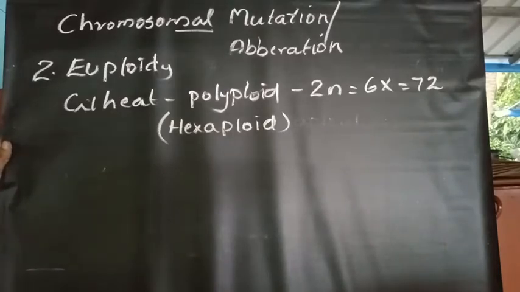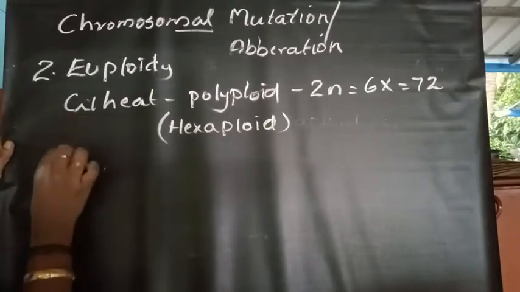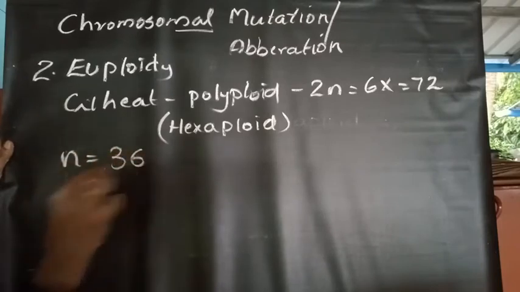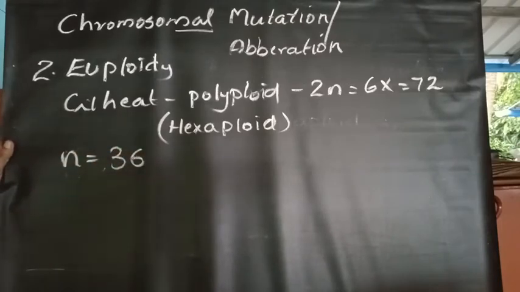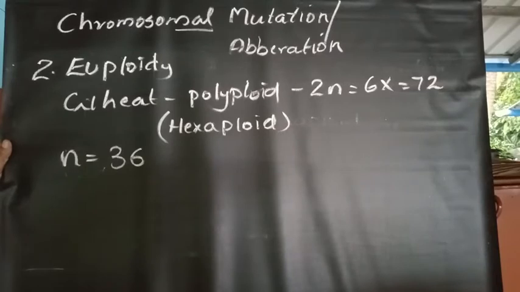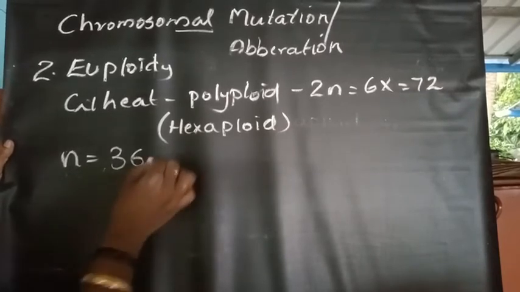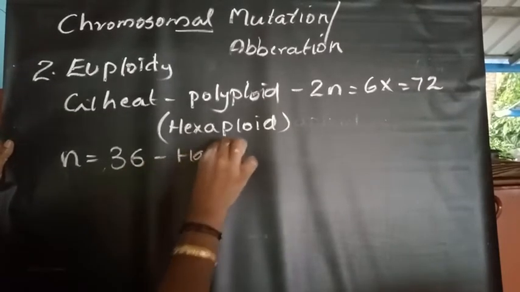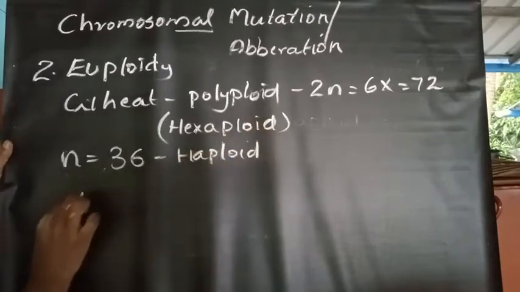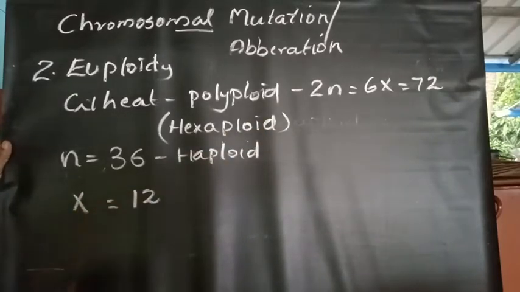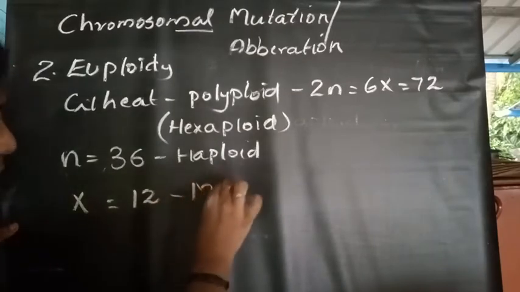The wheat haploid number is n equal to 36, but its monoploid number is x equal to 12. This is the haploid condition, but the monoploidy is x equal to 12. That is the monoploidy.